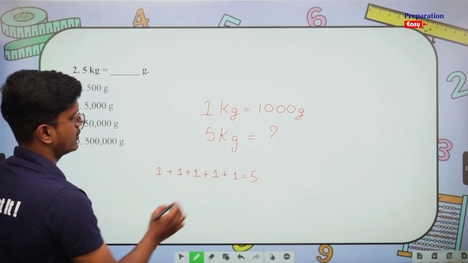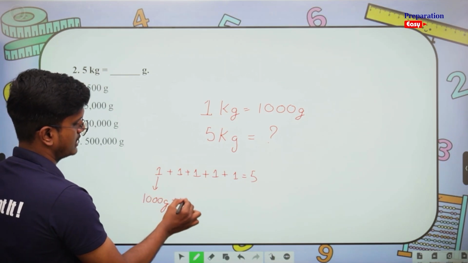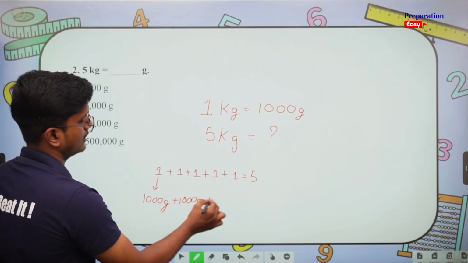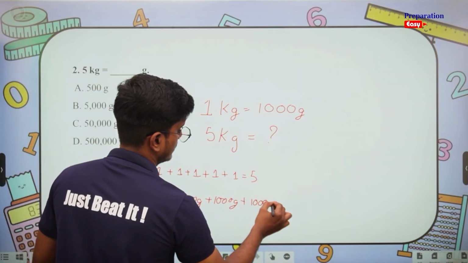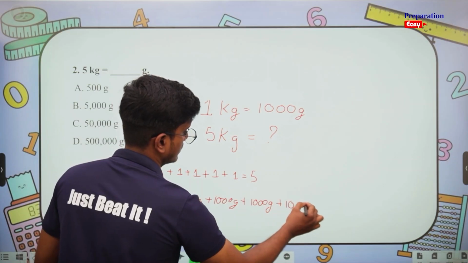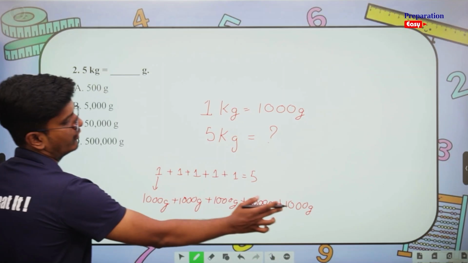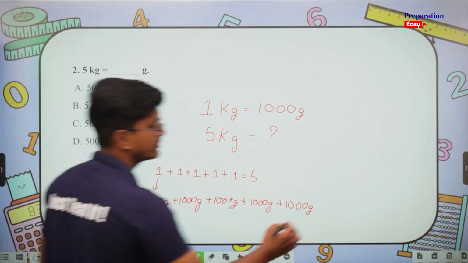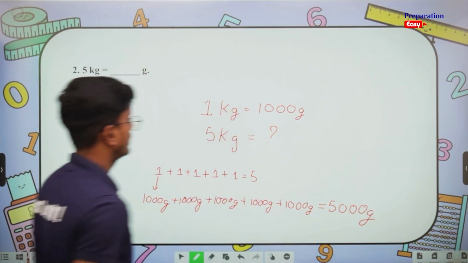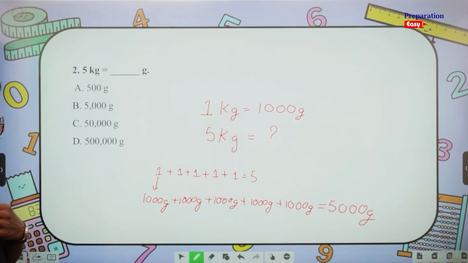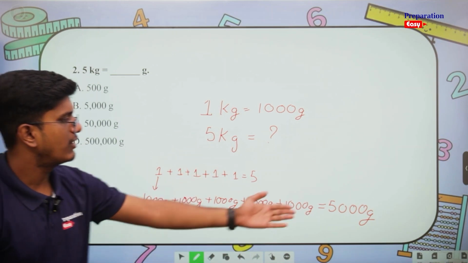So 1 kg is 1000 grams. We will write 1000 gram plus 1000 gram plus 1000 gram plus 1000 gram plus 1000 gram. How much would it be equal to? 1, 2, 3, 4, 5. It would be 5000 grams. So we know that 1 kg is 1000, so simply 5 kg would be how much? 5000.